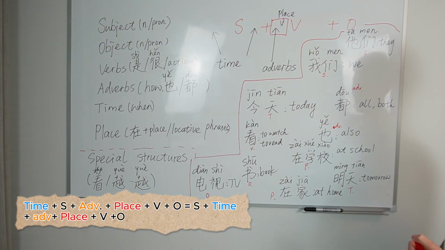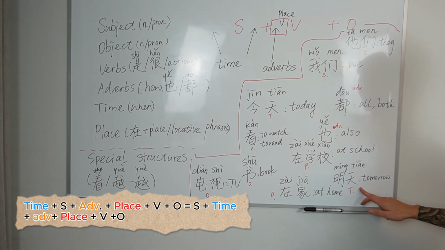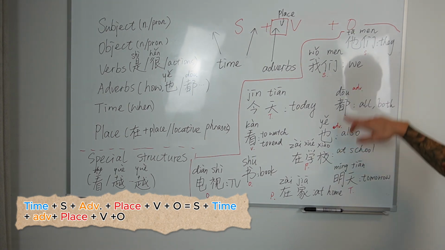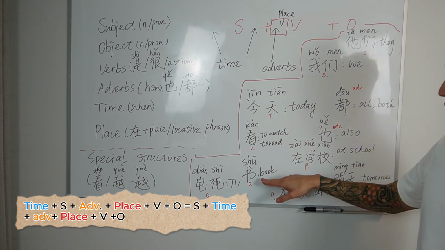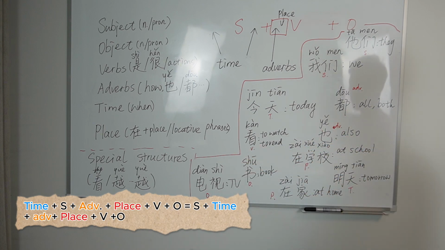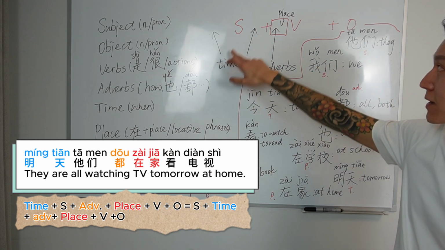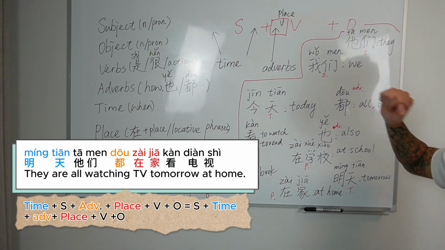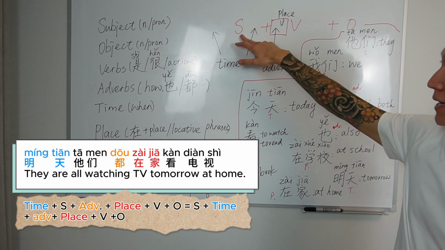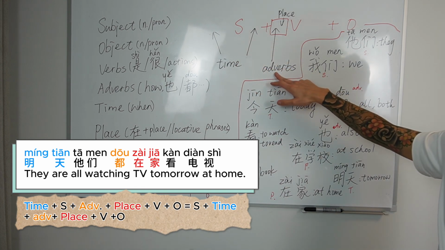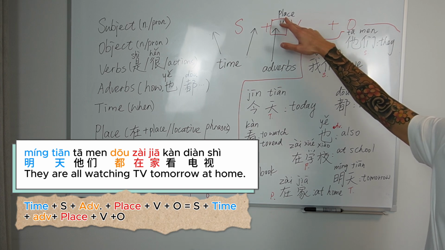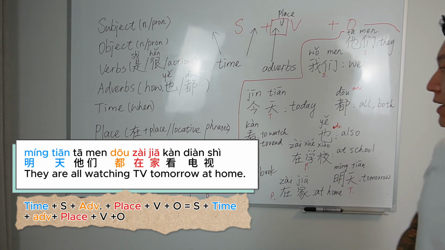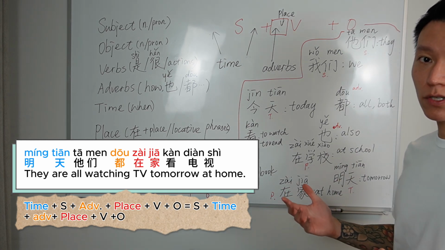Let's try another one. We are going to talk about tomorrow, 明天, and we don't use 我们, we use 他们, and we don't use 也, we use 都, and we don't read books, we watch TV. So I can say 明天他们都在家看电视. Right? 明天 time, 他们 subject, 都 adverb, 在家 a place, 看 a verb, 电视 is a TV, right? So it means tomorrow they're all going to watch TV at home.